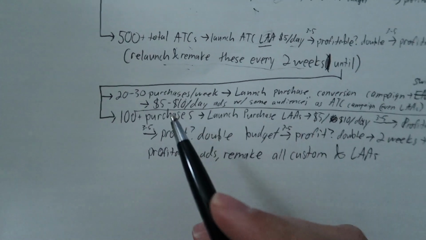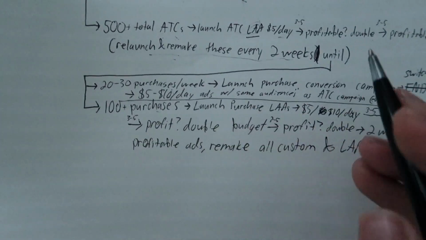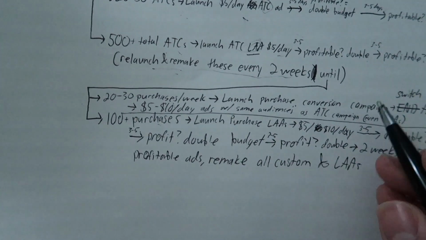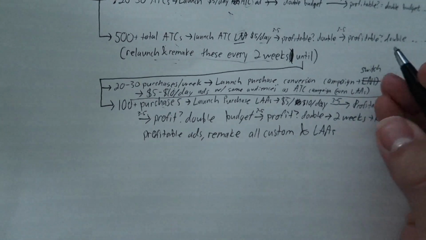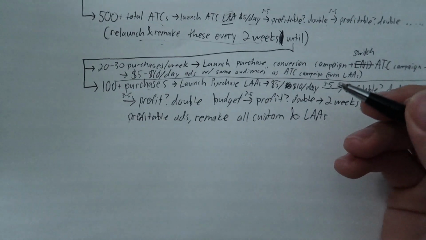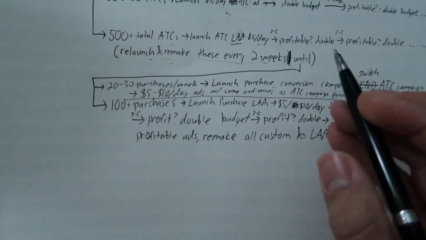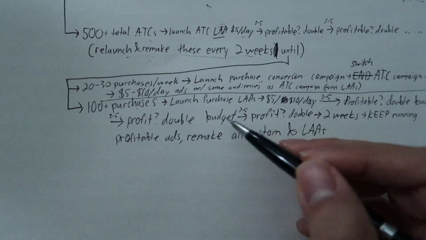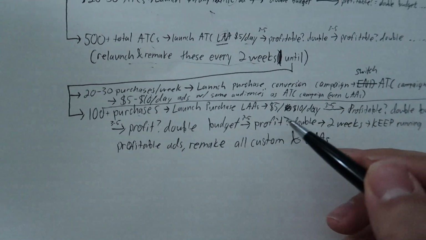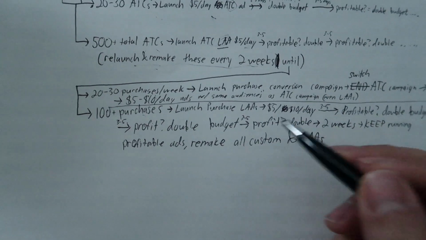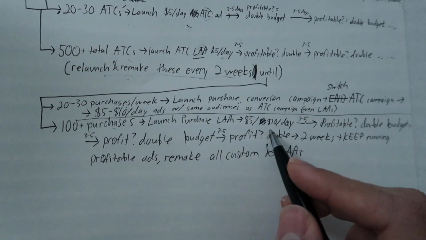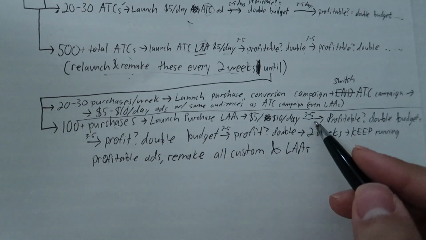So then you're going to do this until you get over 100 purchases, and that's when you want to create and launch your first purchase lookalike audiences. And they might not work at first because you might not have enough data. So if you try it and it fails, just keep doing the ATC lookalike audiences until you start to get more data. Keep coming back every 1 or 2 weeks and trying it, and eventually it's going to start working well for you. And once you get here, you're going to run it for $5 or $10 a day.